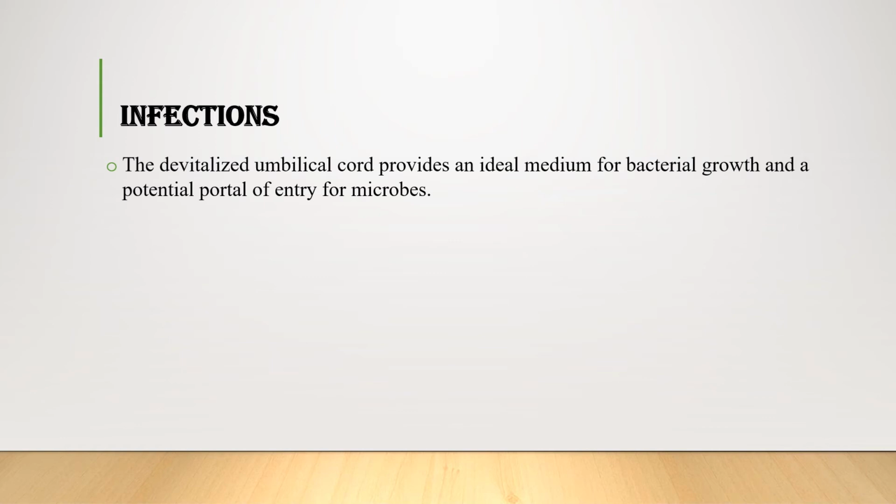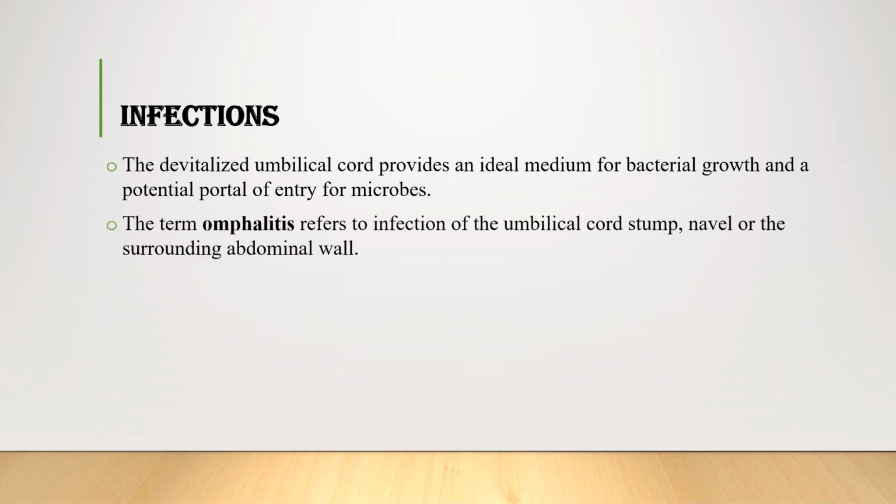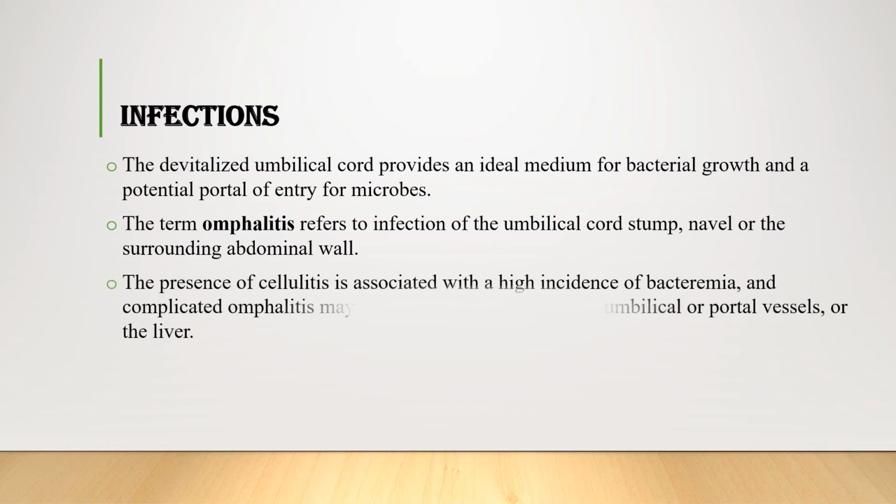The other problem of umbilical cord is infection. The devitalized umbilical cord provides an ideal medium for bacterial growth and a potential portal of entry for microbes. The term omphalitis refers to infection of the umbilical cord stem, navel, or the surrounding abdominal wall. The presence of cellulitis is associated with high incidence of bacteremia, and complicated omphalitis may spread to the peritoneum, the umbilical or portal vessels, or the liver.